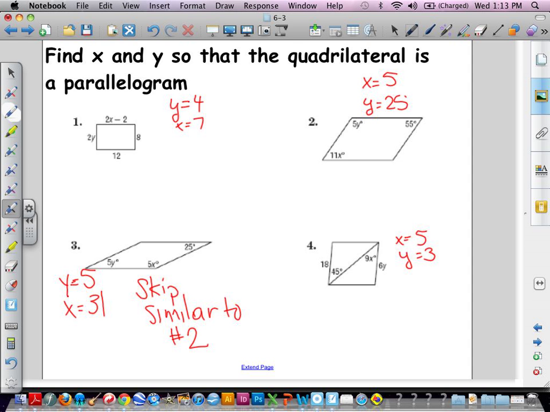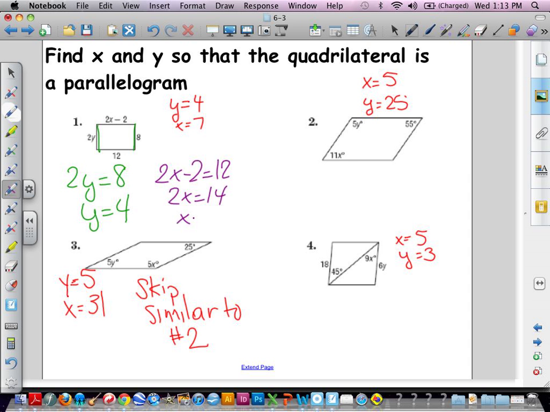Welcome back. All right, in number 1, opposite sides are equal. So you take 2y equals 8, divide by 2, y is 4. Top and bottom are equal. 2x minus 2 is 12. Add your 2, 2x is 14, x is 7.